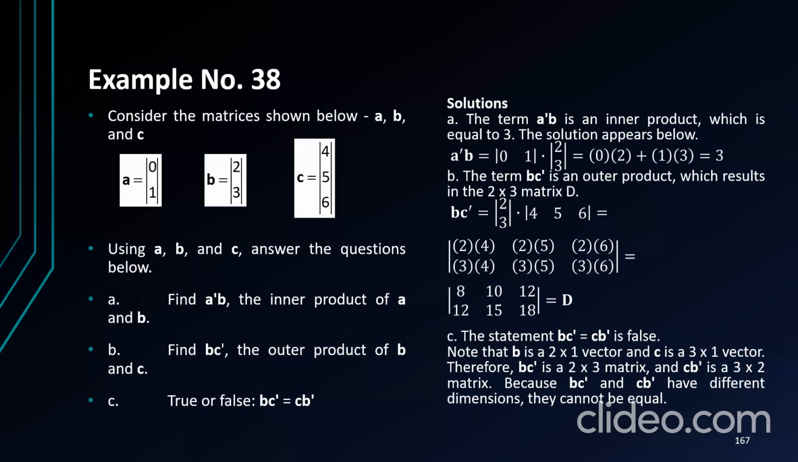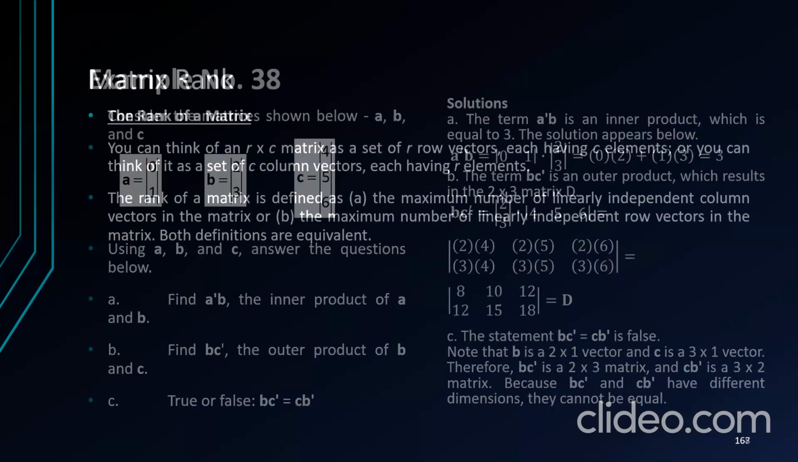Bakit? Note that B is a 2 by 3. BC prime is a 2 by 3 matrix. B times yung ano nito is 4, 5, 6 horizontal, C prime. So magiging 2 by 3 matrix siya, di ba? Nauna kasi yung row 2 by 3 matrix. So, and CB prime is a 3 by 2 matrix. So, C ito. Tapos, ito magiging B prime 2, 3 horizontal. So, magiging 3 by 2 matrix. Because BC prime and CB prime have different dimension, they cannot be equal. Yan. Okay. So, pause muna tayo.